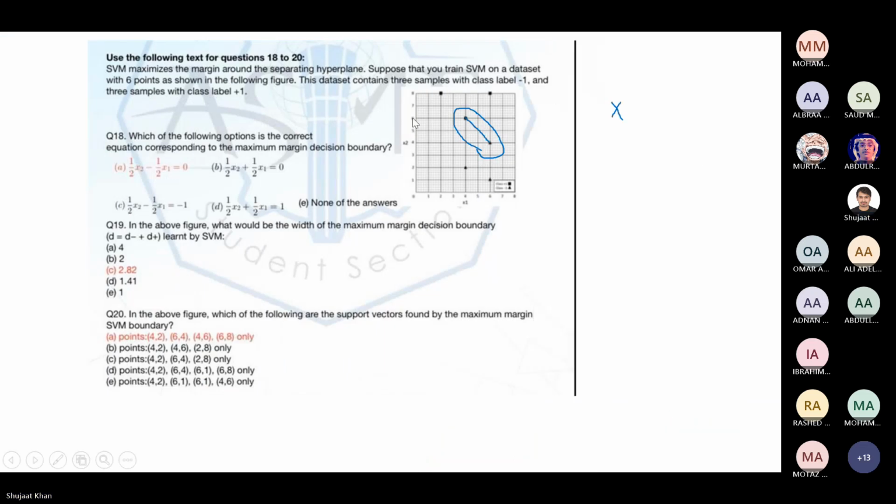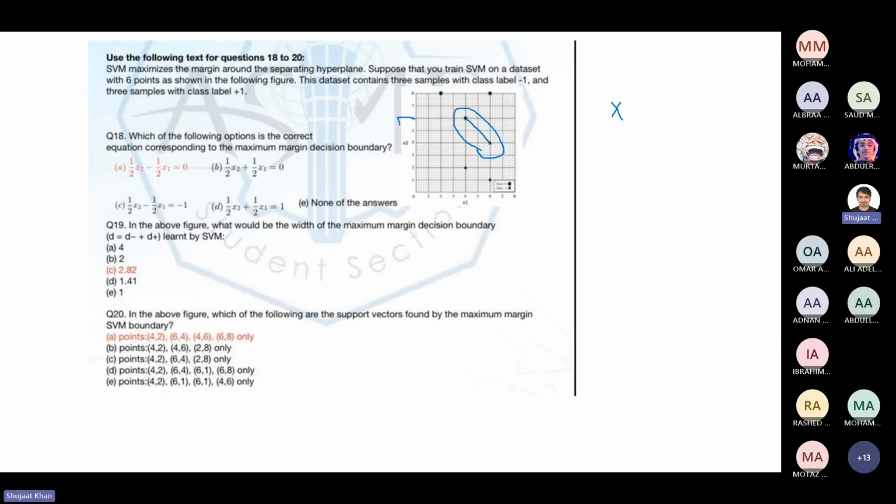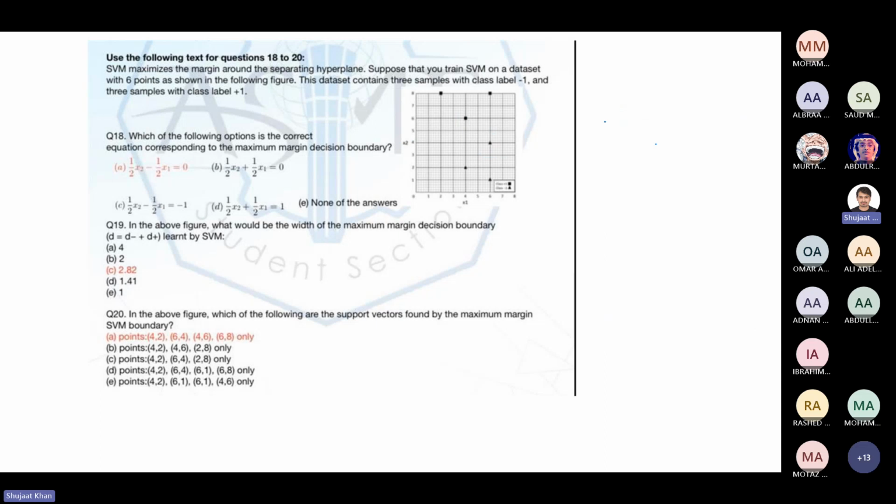I'm subtracting this one and this one. Delta x2 divided by delta x1. So slope, the formula of slope is delta x2 divided by delta x1. By delta, I mean the change.